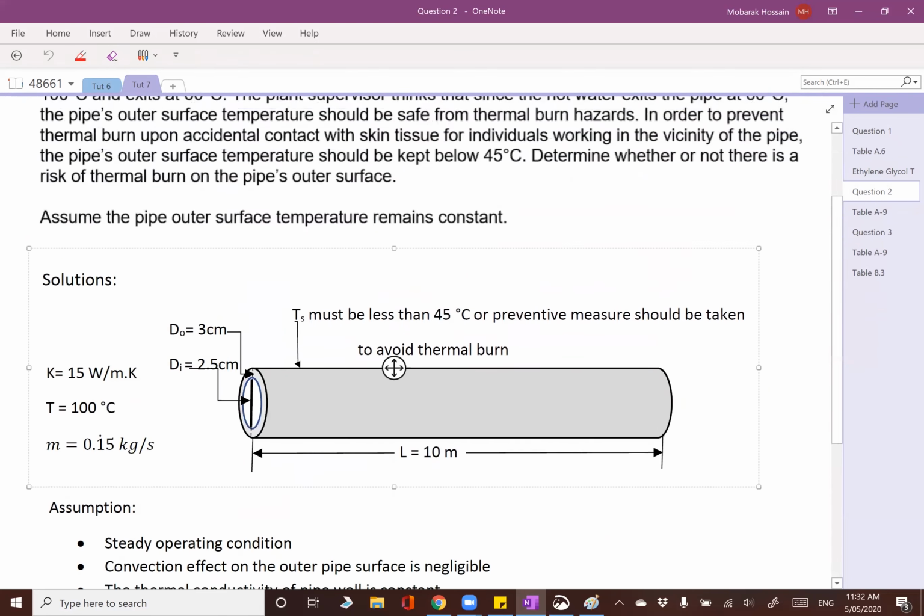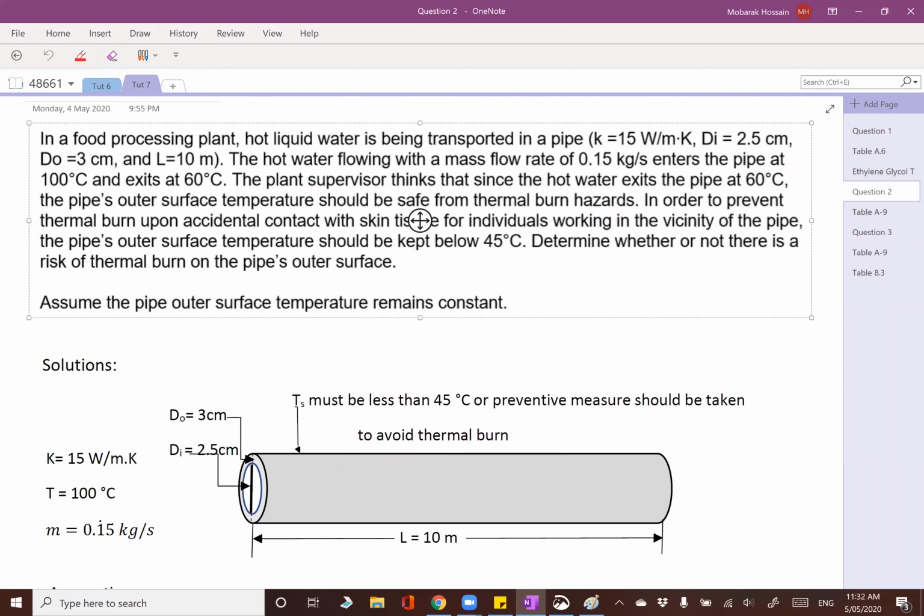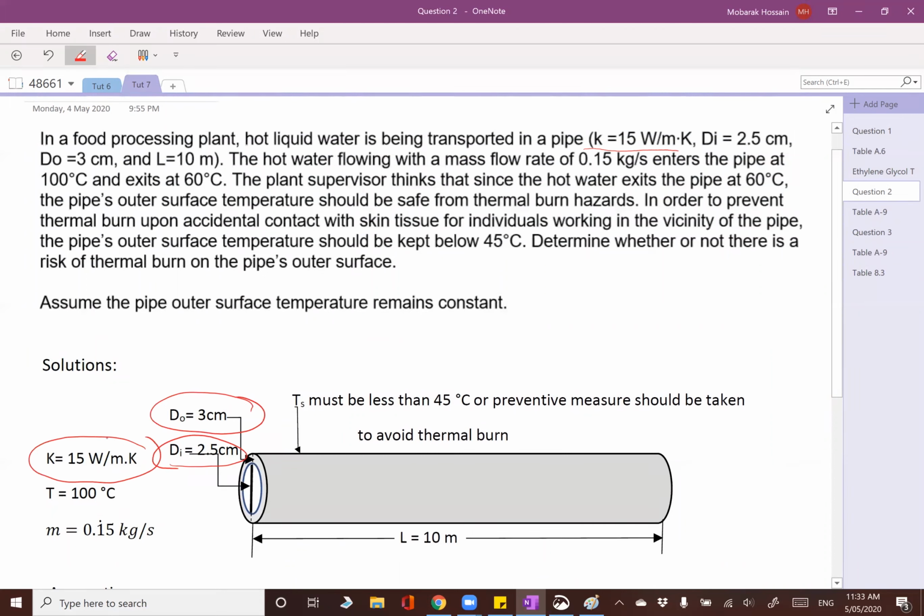Question number 2. In the food processing plant, hot liquid water is being transported in a pipe. The pipe material thermal conductivity is given as 15 watt per meter Kelvin, the pipe inner diameter is 2.5 centimeter, the outer diameter is 3 centimeter, and the length of the pipe is 10 meter. Now the hot water flowing through has a mass flow rate.